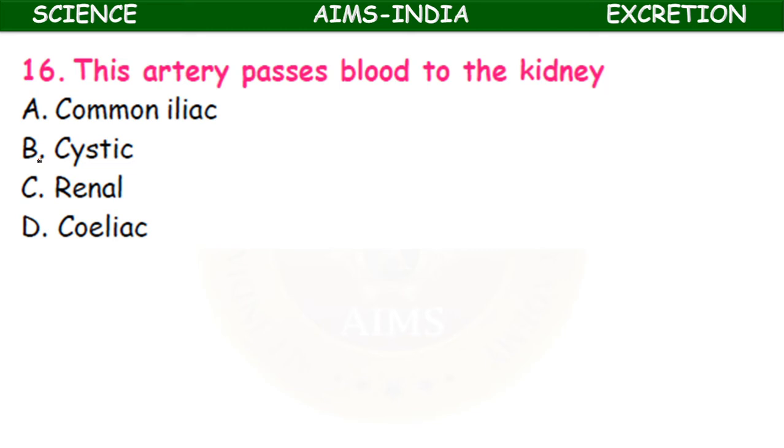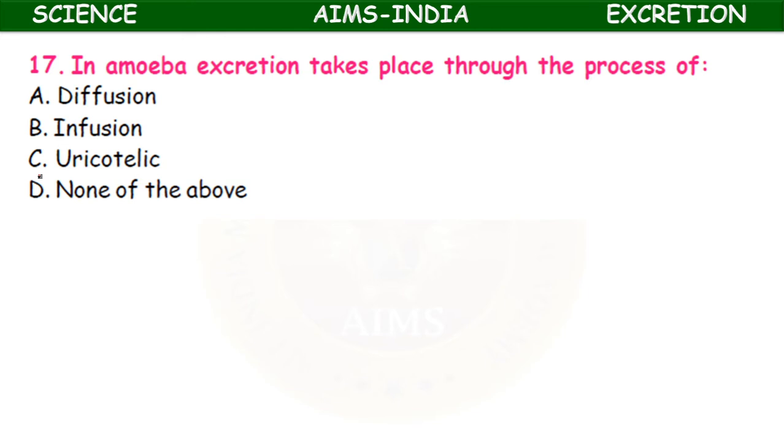This artery passes blood to the kidney. Common iliac artery, cystic artery, renal artery, celiac artery. What is that artery? It is the renal artery which passes through the kidney. Renal artery. In amoeba, excretion takes place through the process of diffusion, infusion, uricotelic, none of the above. It is by diffusion.